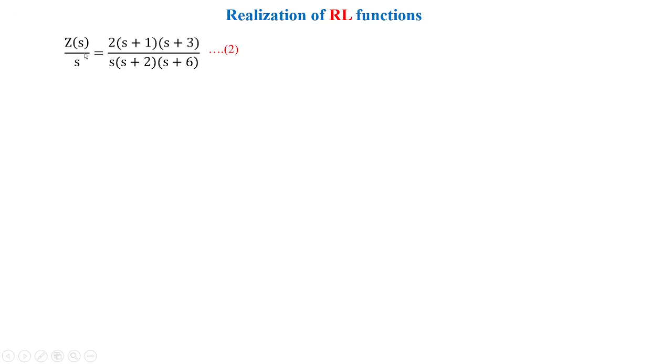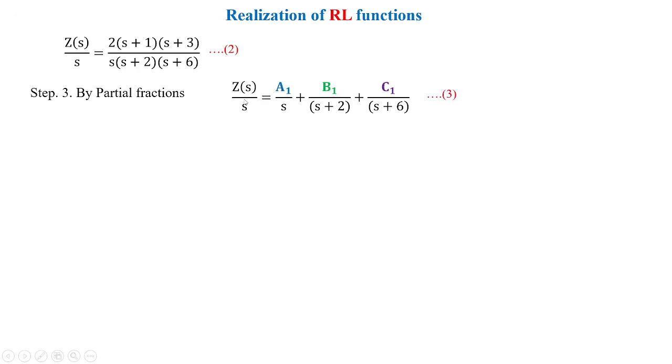Now Z of s by s, if we take equation 1 in the modified form, in equation 2 we are going to get 2 times (s plus 1)(s plus 3) in the numerator, and s times (s plus 2)(s plus 6) in the denominator. Now by actual partial fractions, I can get the Z of s by s value in equation form 3.